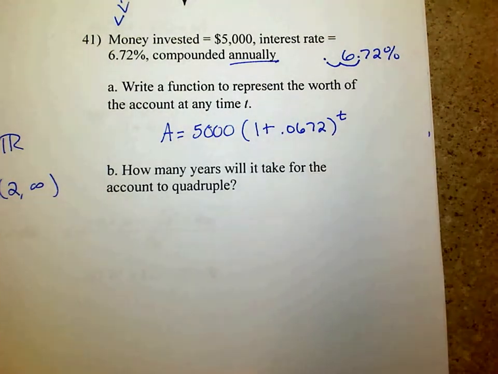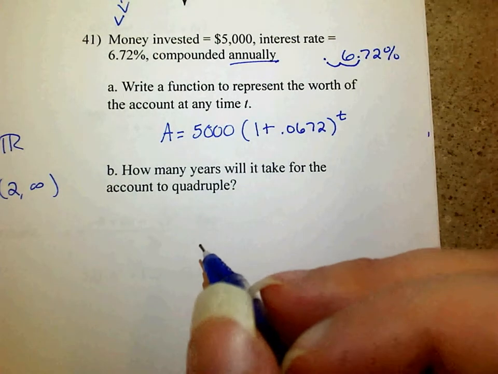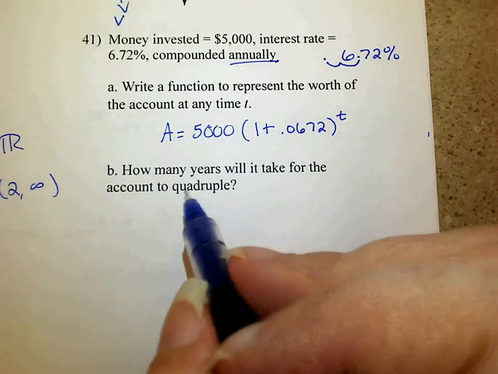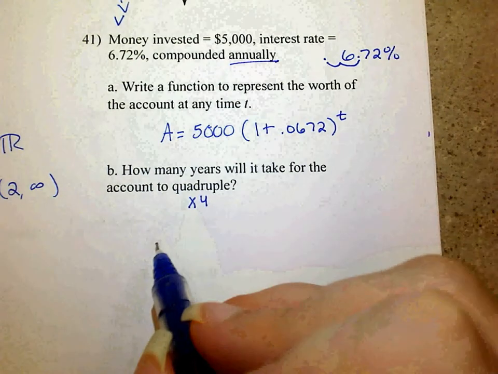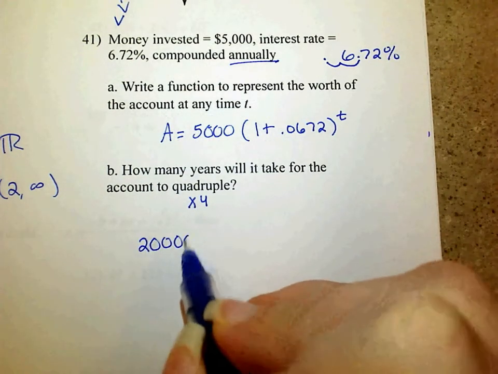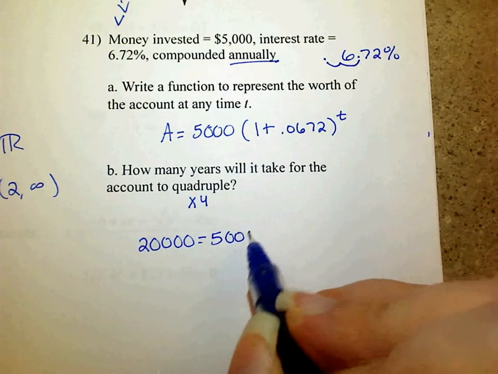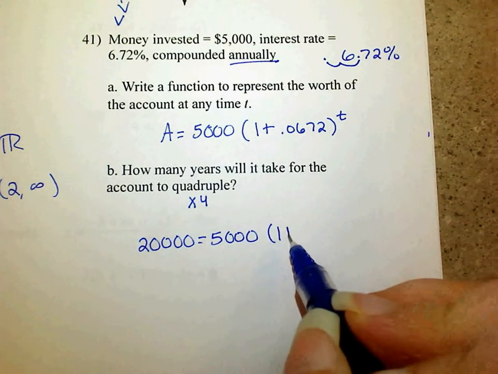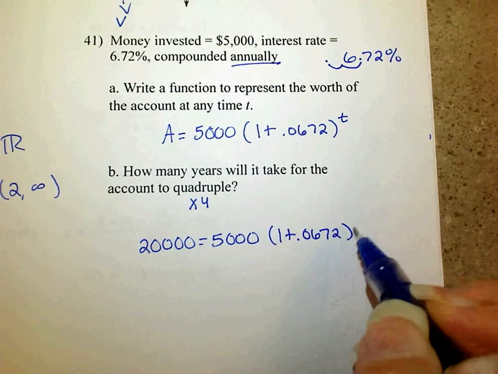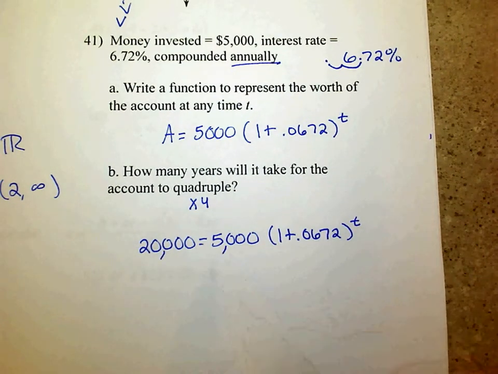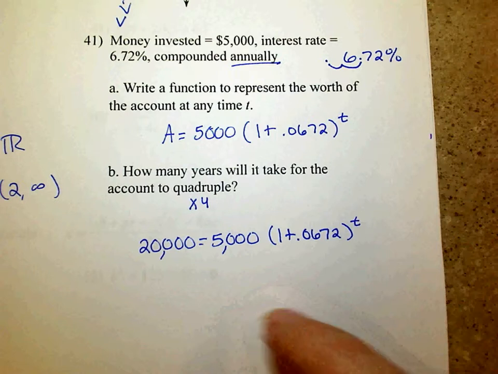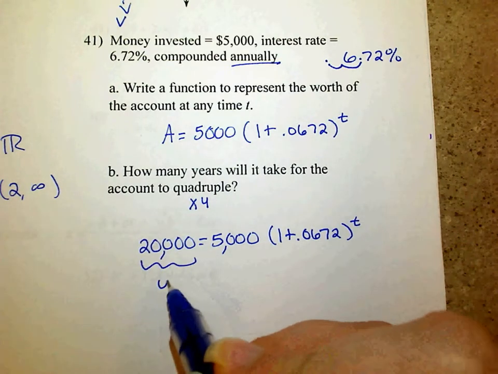How many years will it take for the account to quadruple? Well, quadruple means times 4, okay? So how many years will it take for this account to equal $20,000, which is quadruple the initial amount, $5,000. So if I want to solve that, you can either solve it like a logarithm, or you can graph. Put this in y1, put this in y2.